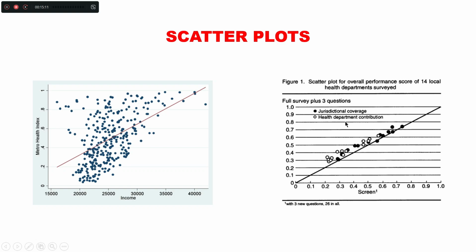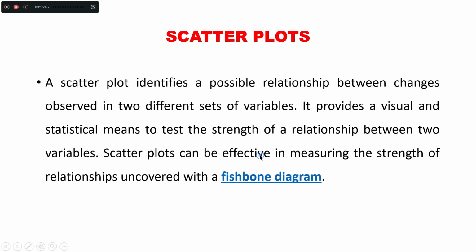Like we have health department contribution as a white dot and jurisdictional coverage as a black dot. So each dot is in very close proximity. That shows that a strong relationship is present. But here, two different dots in two different colors indicate it is scattered. It is not having a similar type of relationship. It is having a very complex type of relationship. So this is how the scatter diagram is used for presenting the relationship of two different variables.